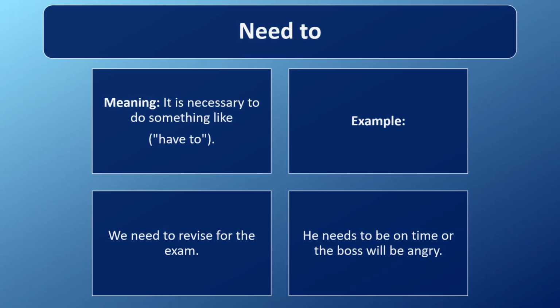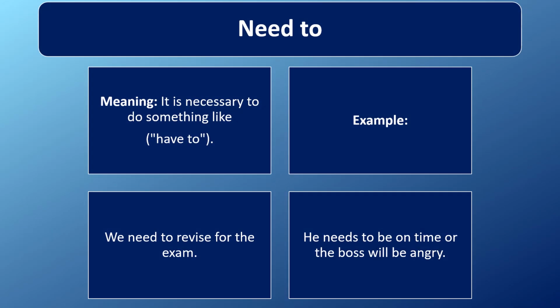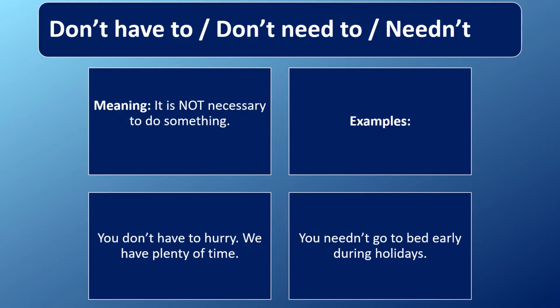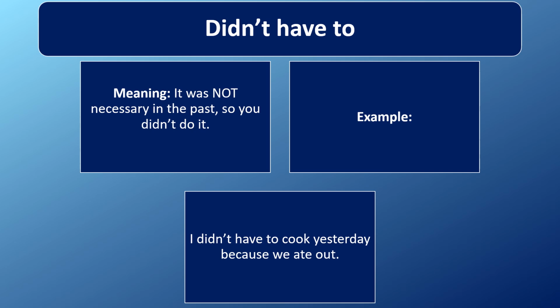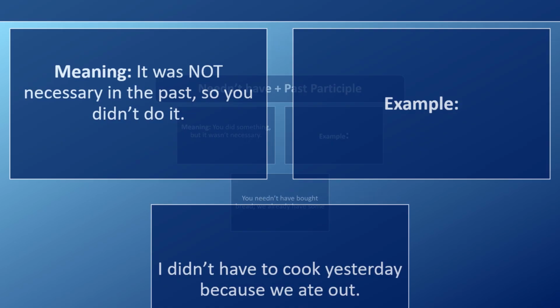Need to: it is necessary to do something. Example: we need to revise for the exam. Don't have to, don't need to, or needn't: it is not necessary to do something. Example: you don't have to hurry. Didn't have to: it was not necessary in the past and it didn't happen. Example: I didn't have to cook yesterday.